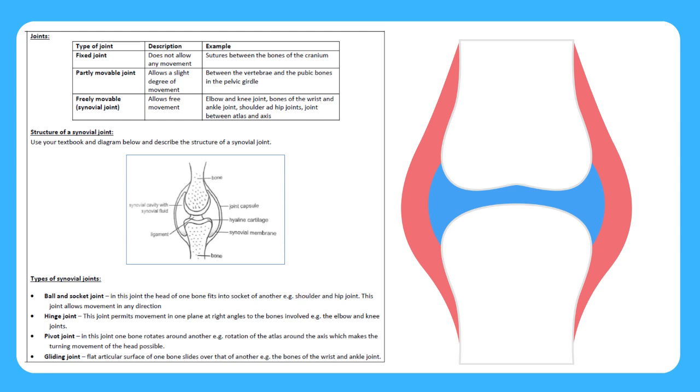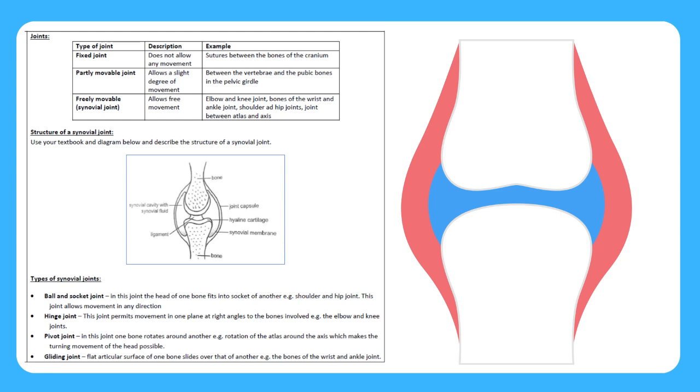Structure of a synovial joint. Use your textbook and diagram below and describe the structure of a synovial joint. Types of synovial joints. Ball and socket joint. In this joint the head of one bone fits into socket of another, e.g. shoulder and hip joint. This joint allows movement in any direction.